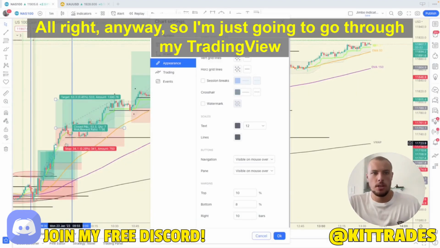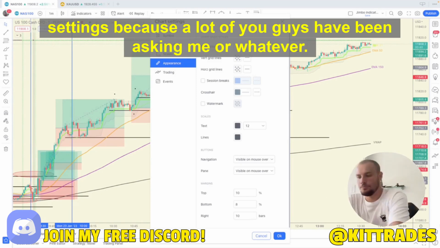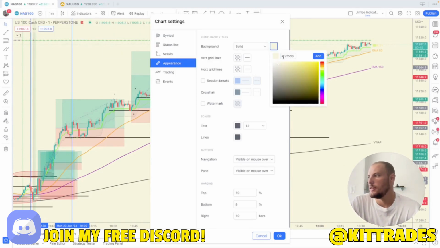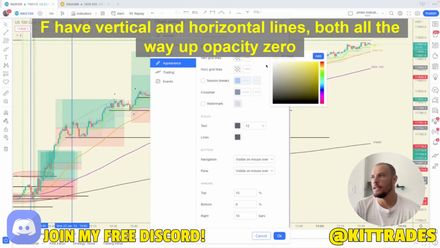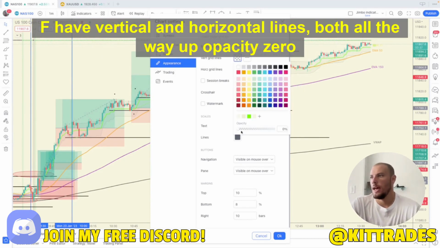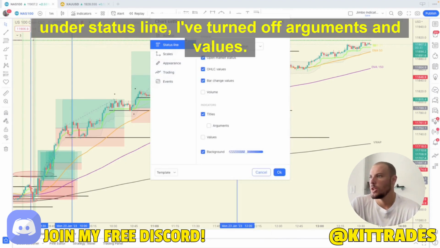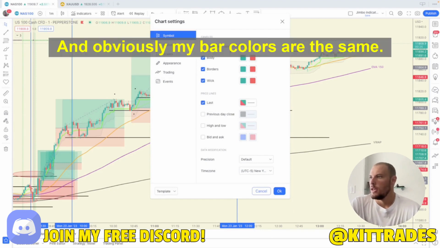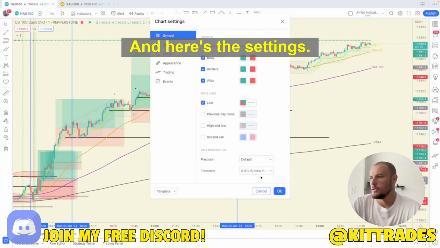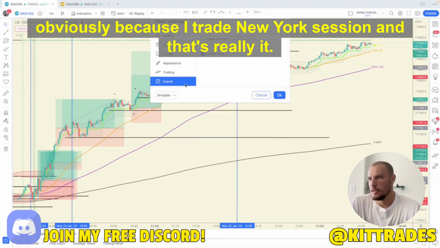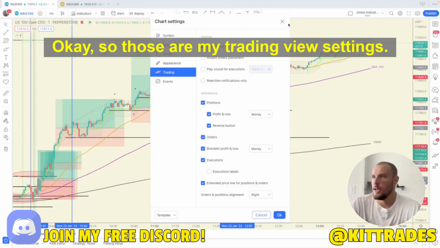All right, anyway, so I'm just gonna go through my TradingView settings because a lot of you guys have been asking me. So the first thing is that I have my background color as solid, and the color number is F7F5D8. I have vertical and horizontal lines, both all the way of opacity 0. Under status line, I've turned off arguments and values under indicators. And obviously my bar colors are the same. And here's those settings. I have my time zone set to UTC-5 New York, which is just obviously because I trade New York session. And that's really it, okay?